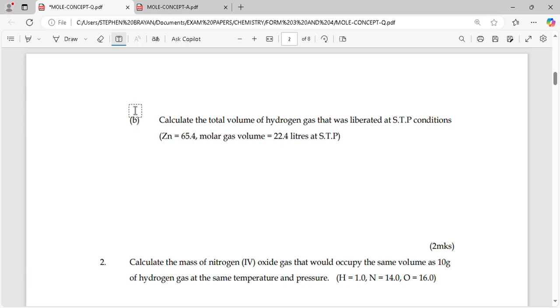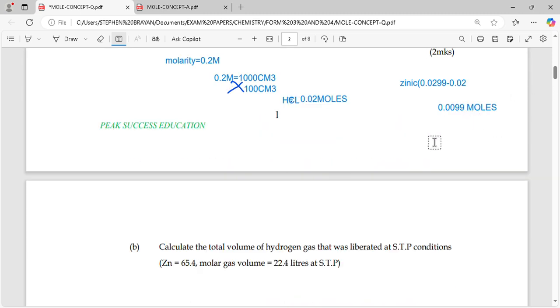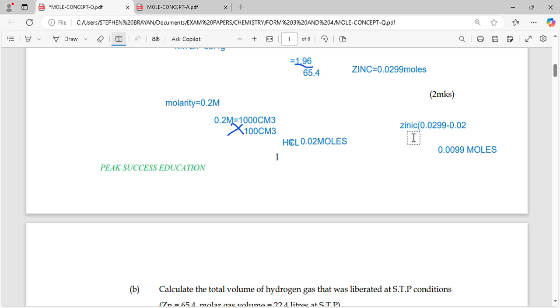Welcome back, learners, to the second part of this question. Now, we finished when we talked about the reagent that was in excess, which was zinc.